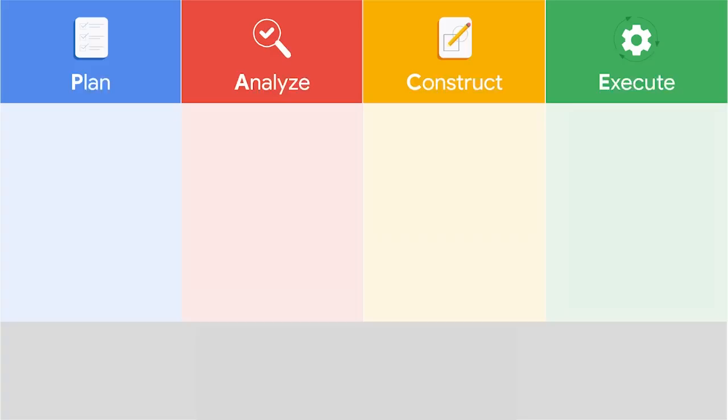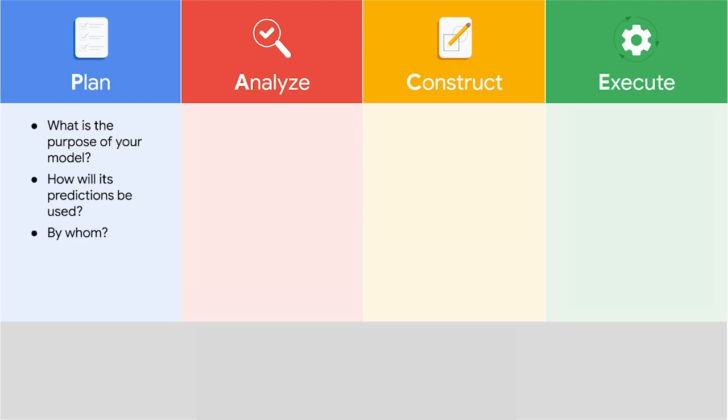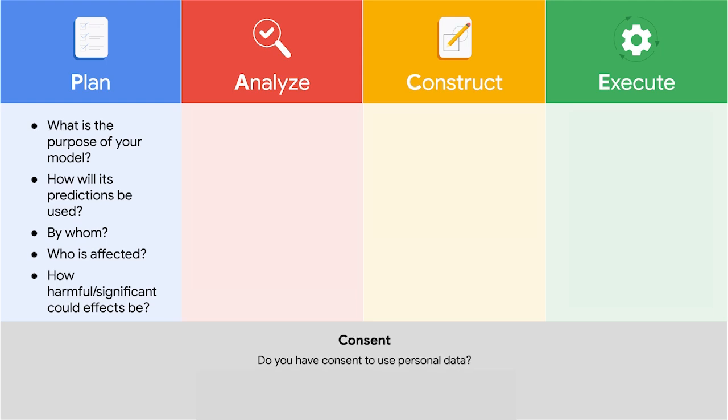Nonetheless, it's always important to ask questions that help you consider the fairness of your model. Let's explore some of the questions that you should ask during the planning stage of model development. Right away, you should ask yourself what the intended purpose of the model is. How will its predictions be used, and by whom? Who is affected by the model, and how harmful or significant could the effects be? If your model uses personal information, have these people given their consent for you to collect and use this data?